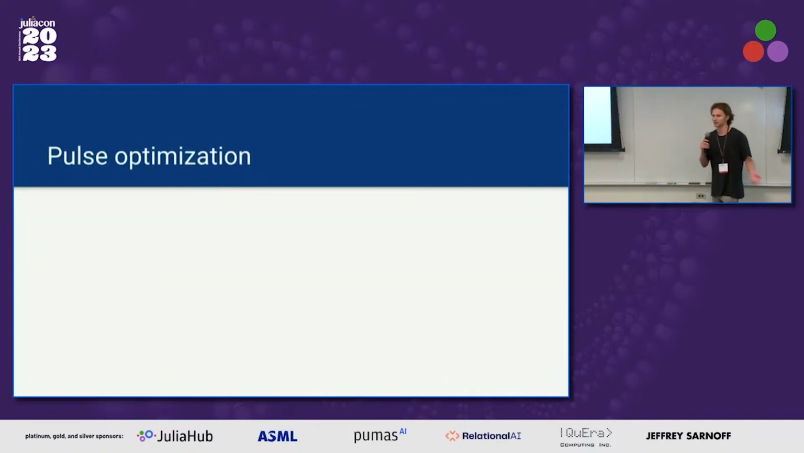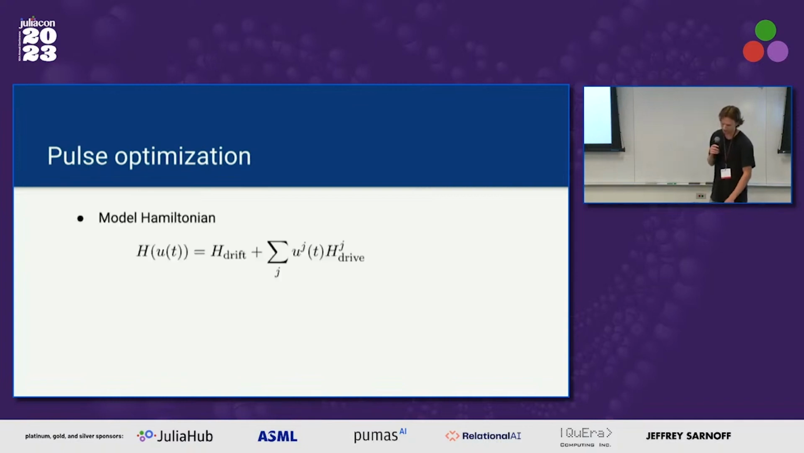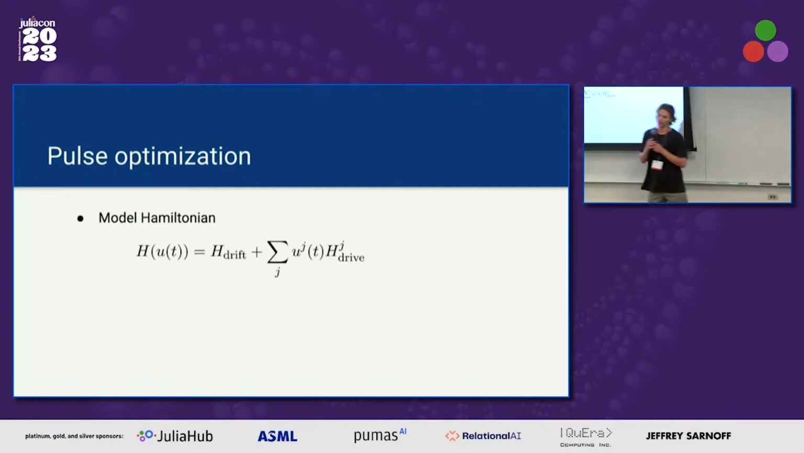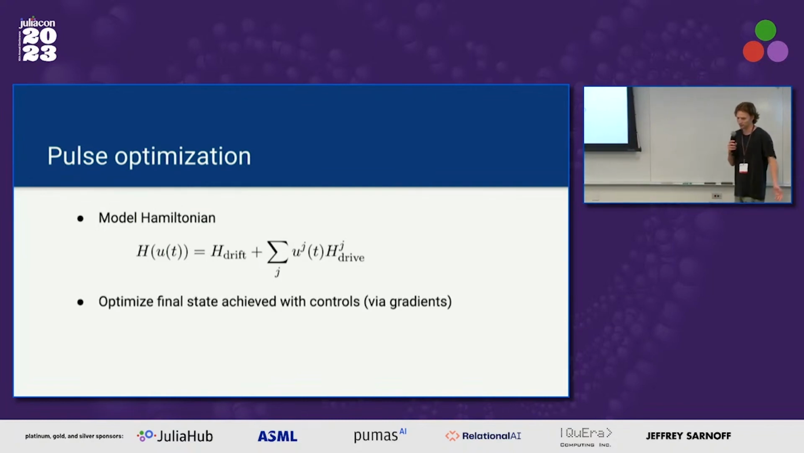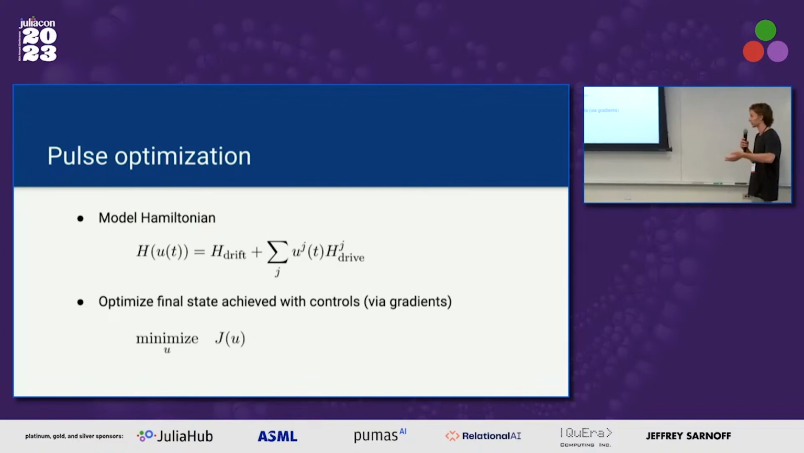So quantum optimal control basically revolves around pulse optimization. We have a model Hamiltonian, which is composed of a drift term, as well as drive terms and a drive pulse, and we're going to optimize over that pulse. Conventionally, what people do is optimize some objective that's just a function of the controls. This is what is known as indirect optimization, because we're not optimizing over the states, which is what we really want to drive. We're optimizing over the controls.